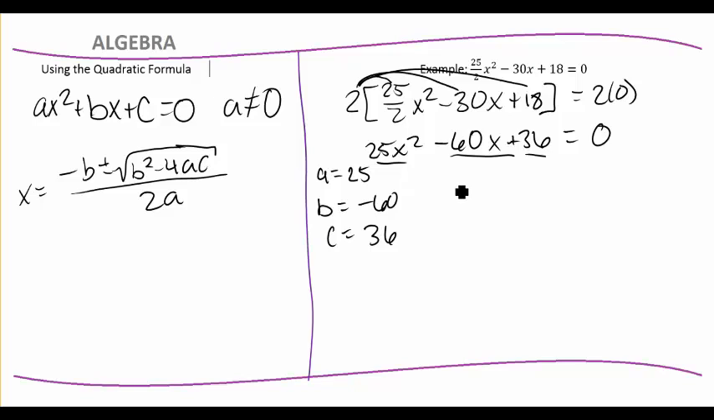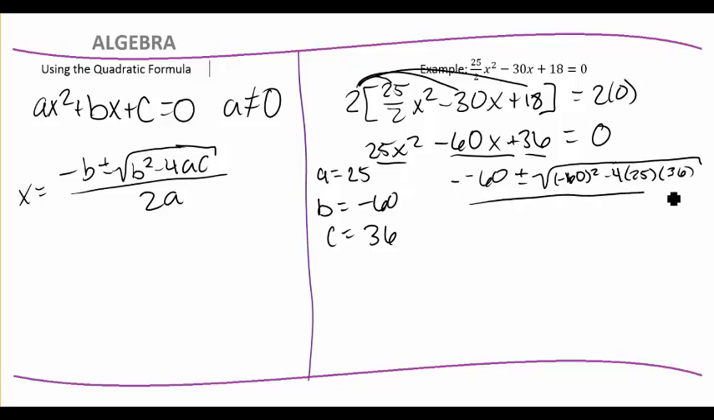So our negative b, so we're going to have negative 60 plus or minus the square root of our b, which is negative 60 squared minus 4 times a, which is 25, c, which is 36. That's going to all be over 2a, which is 25.